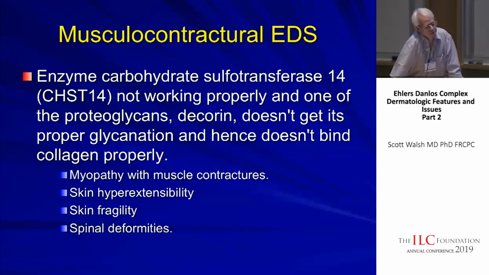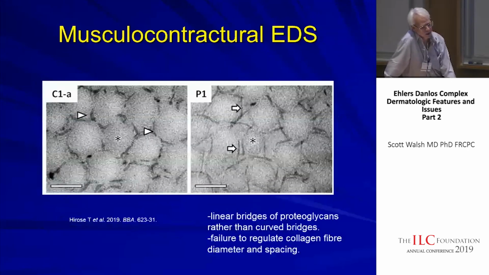And so this is where one of those sugared proteins that helps bind to the collagen just doesn't get its proper sugar. And so it doesn't bind the collagen properly. And you end up with muscle problems, skin hyperextensibility, you get fragility of the skin like you see in Dermatosparaxis, and you get bony deformities. And so remember, this is just a sugar not being properly processed on a protein.